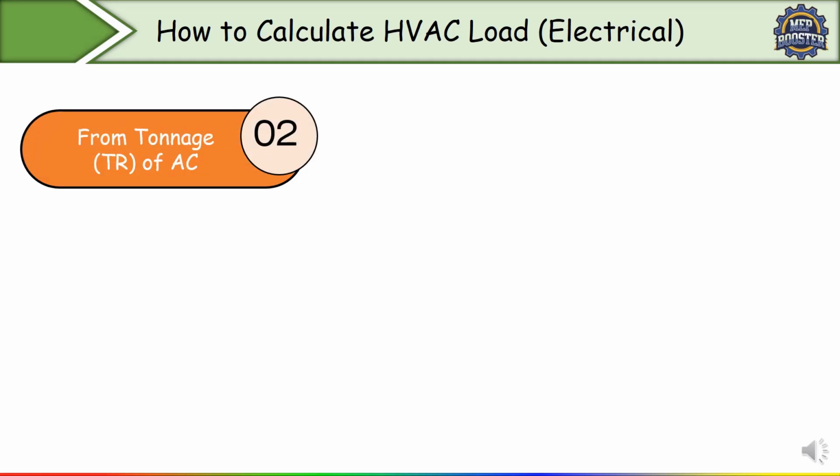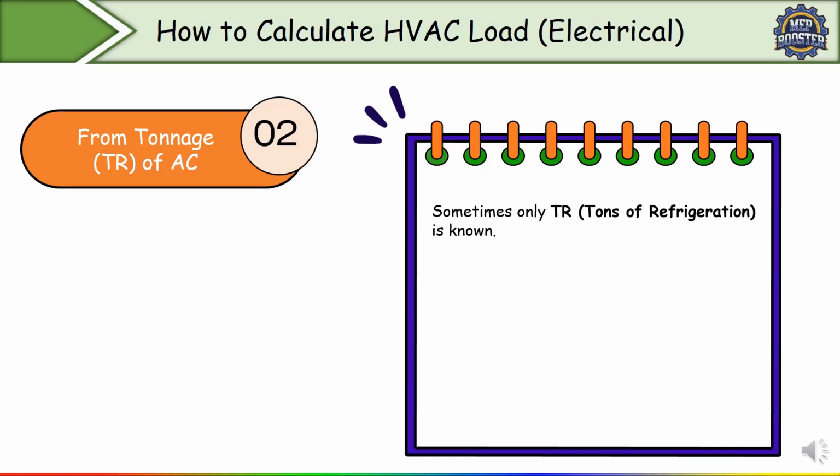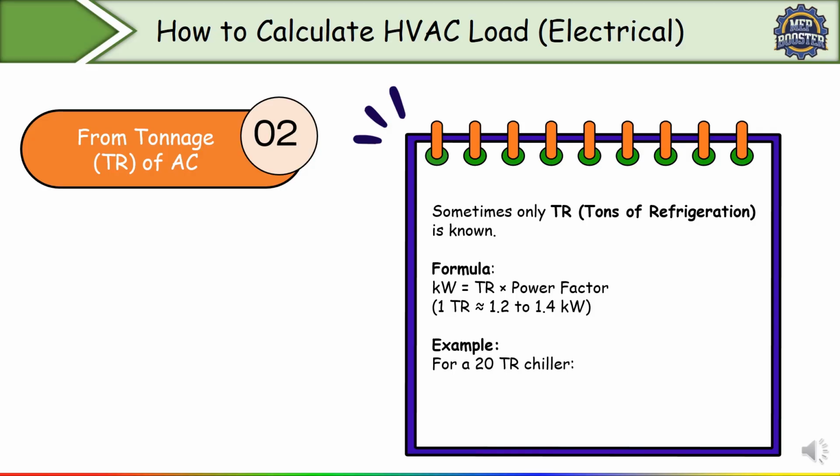So as per this, you can easily calculate the HVAC load. Now second, from the tonnage of AC, simple. Sometimes only the ton of refrigeration is known. The formula to calculate the HVAC load in kilowatt is TR into power factor. We know that 1 TR is nearly 1.2 to 1.4 kilowatt. Here one example is given. Suppose for a 20 TR chiller, to calculate the load, 20 into 1.35, so 27 kilowatt. Is it clear?